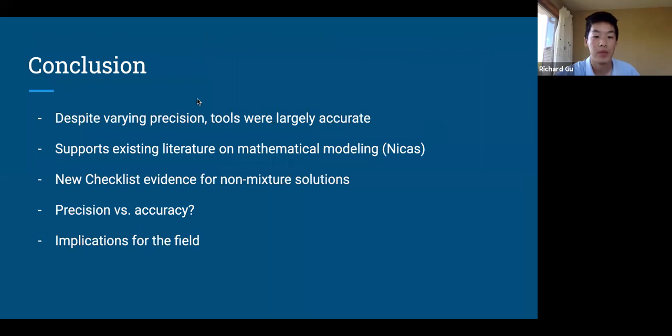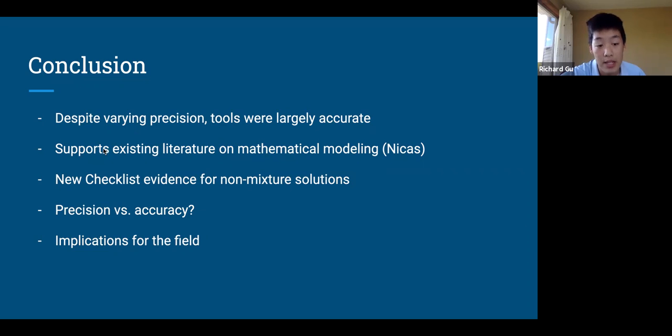So, conclusion. Despite varying precision, I found that these tools were largely accurate. Using the criteria of plus or minus one exposure control category, even the less accurate tool, the SDM, was within that for 8 out of the 10 scenarios.